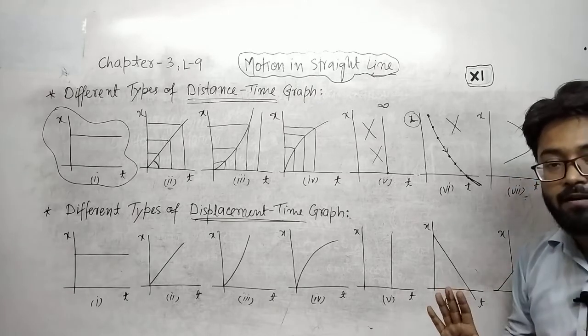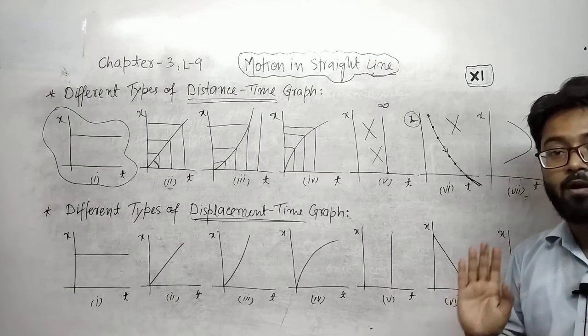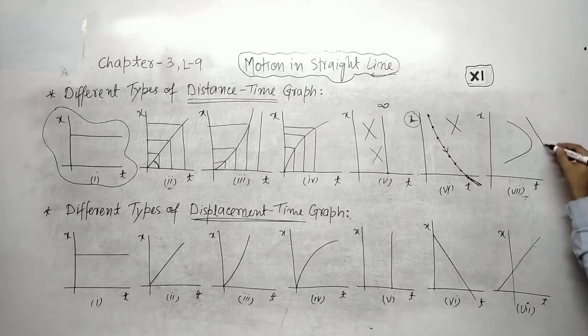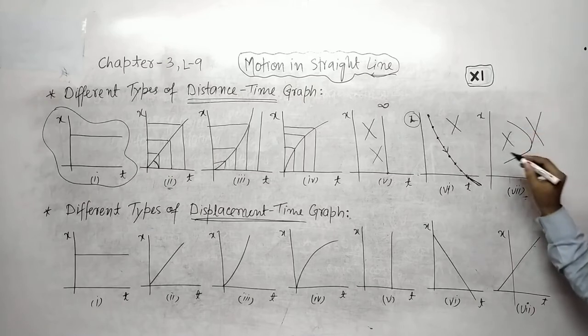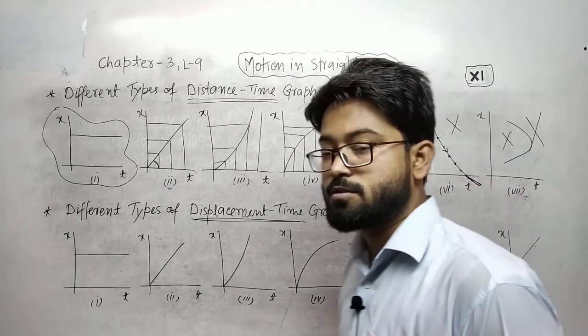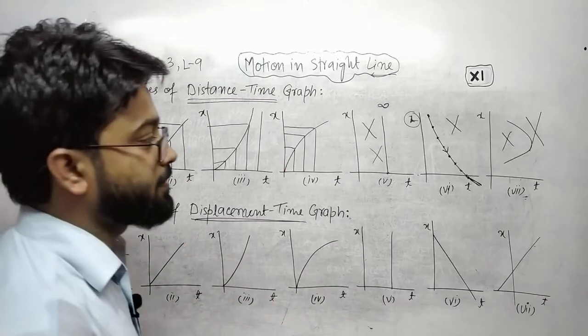Time will never decrease. This is very, very important. Time will never decrease. That means this graph is also not possible. This graph is not possible when the time is decreasing, because it is not possible that time will decrease.